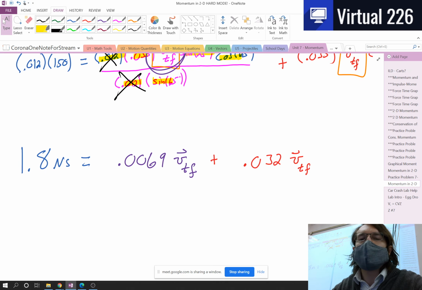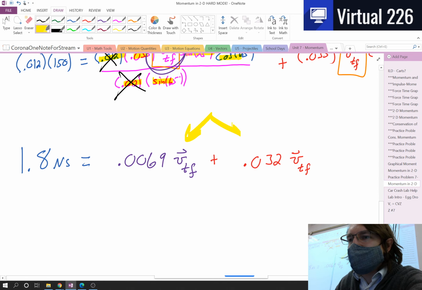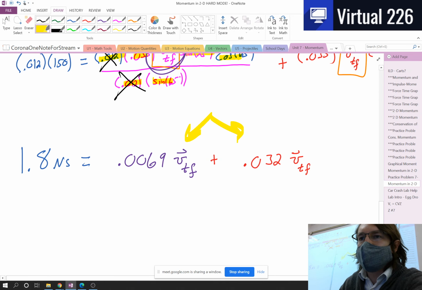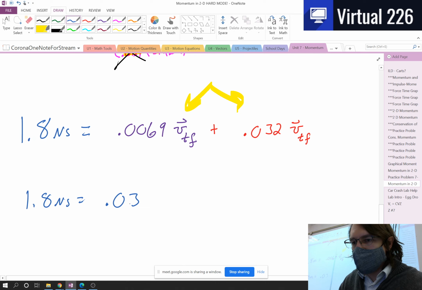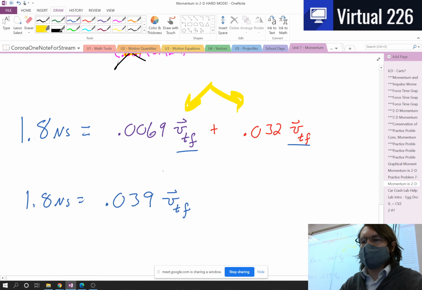And now if we look at this, this actually looks very straightforward. We easily see that these are like terms that we're going to add together. So let's just bring down the 1.8 again. And then let's add together the 0.0069 and 0.032. So 0.0069 plus 0.032 gives me 0.0389. We'll just call it 0.039. And then our unknown variable, the tin cup's final velocity.